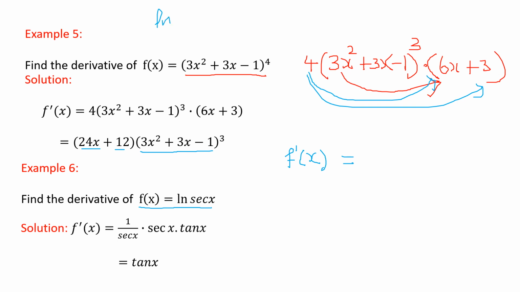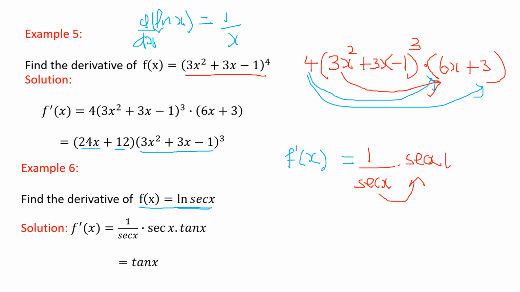In our previous video, we have learned that the derivative of ln x is equal to 1 over x. Hope you remember, right? The derivative of ln x, d by dx of ln x is nothing but 1 over x. So using this idea, I can write the derivative of ln secant x as 1 over secant x, then multiplied by the derivative of secant x. The derivative of secant x will be secant x tan x. So by cancelling secant x up and down, we will get f dash of x equal to tan x.